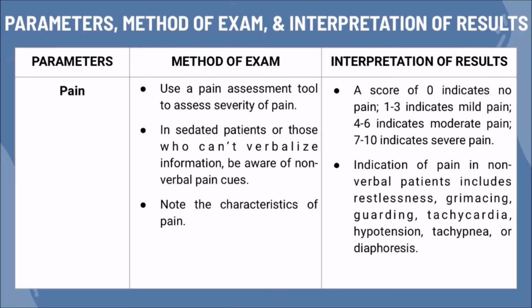Next, we have the different parameters, method of exam, and interpretation of its results. So the first parameter is pain. Use a pain assessment tool to assess severity of pain. A score of 0 indicates no pain, 1 to 3 indicates mild pain, 4 to 6 indicates moderate pain, and 7 to 10 indicates severe pain.